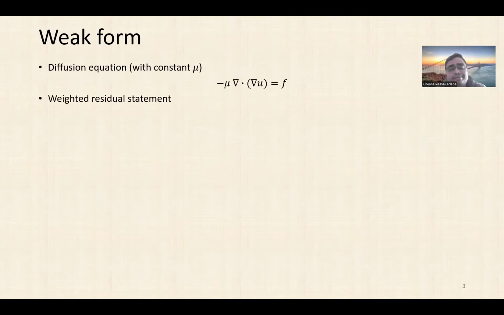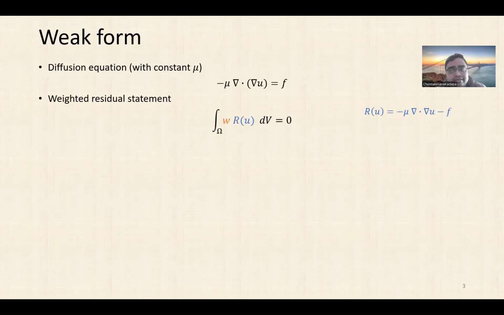Then we apply the weighted residual statement, which is the integral of the product of the weight function and the residual over the domain, and it should be equal to 0. Our residual is the residual of the PDE. So we take the source term to the left hand side, so it becomes minus f. In this case our residual is a scalar. We have only one PDE, so our residual is a scalar.